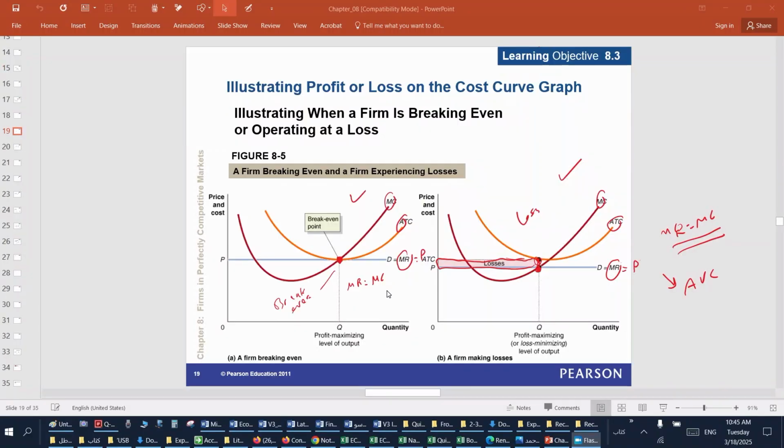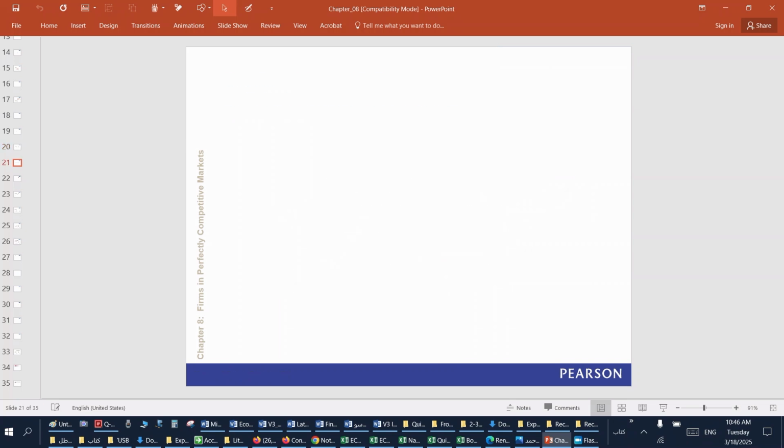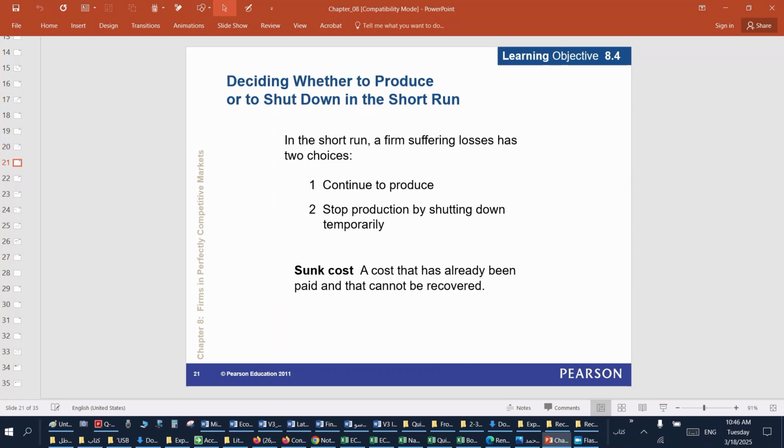So now we continue part 2, and we are still talking about perfectly competitive market. In this slide, the main idea is to show when the firm has to stop production and maybe get out of the market. Definitely when the firm makes losses.